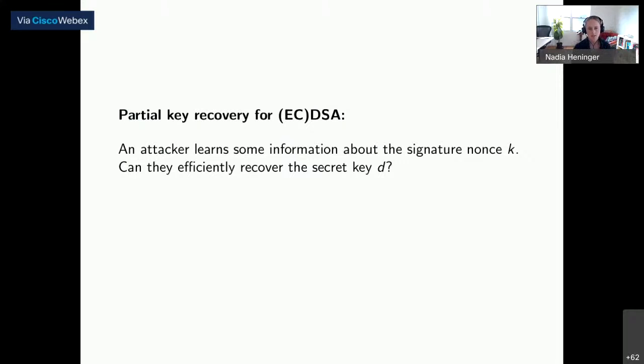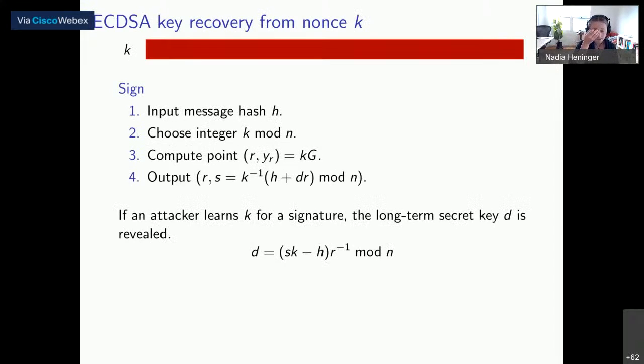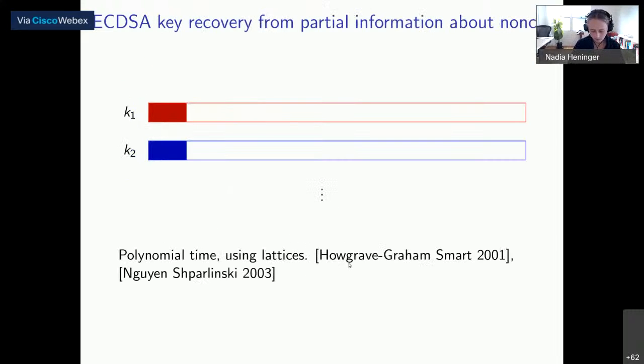The attack scenario for ECDSA is that your attacker is observing some side channel information during signature generation, and they can observe information about the signature nonce K. They want to efficiently recover the secret key D. Of course, if they can observe the entire secret nonce, then it is trivial to compute the secret key, just by solving the signature itself for D once you know K. But what is not obvious is that if you know just a few bits of many signature nonces, you can recover the secret key. And if you know enough bits, this is a polynomial time algorithm using lattices.